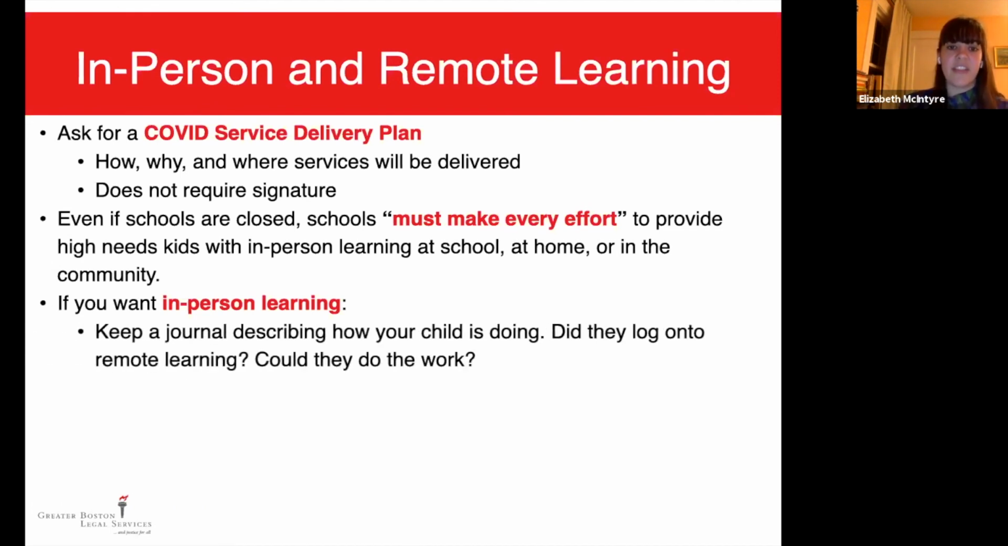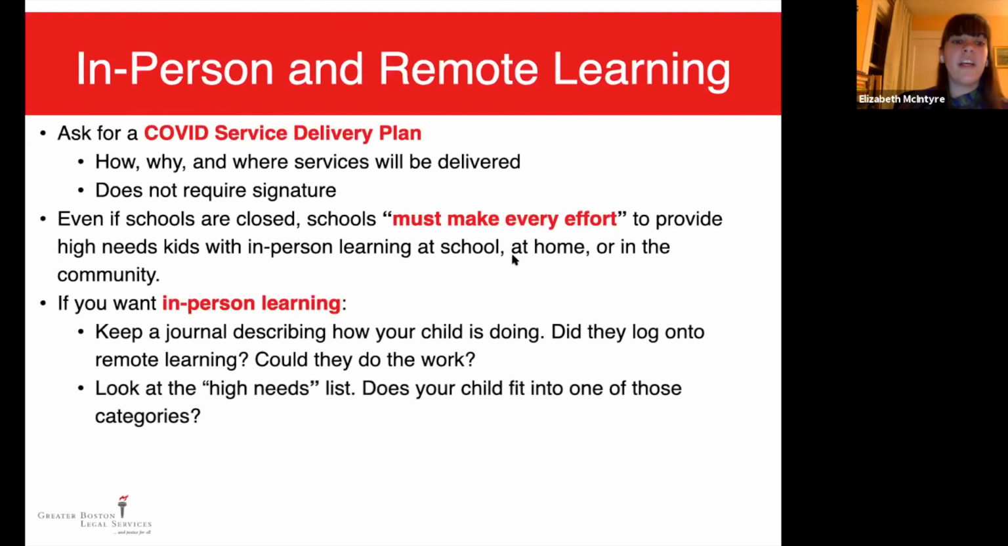Here's what I'm going to suggest. Number one, if you can, try and keep a journal about how your kiddo is doing on a day-to-day basis. Did they log on to remote learning today? Could they do the work? Any kind of record that you can create is going to be helpful for your school and for you later on to see how a student is doing.